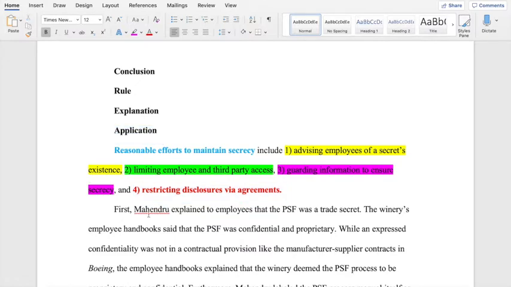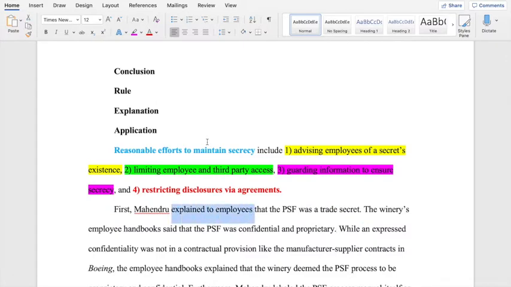Okay, so we've got our overall element that they're creating here. This is the application for that element. And then their application is divided into these 4 subtopics. Well, how do we see those subtopics reflected in the application? Well, look at the topic sentence. So here we have the first sentence of the paragraph of this application, that Mahindra explained to employees that the PSF was a trade secret.